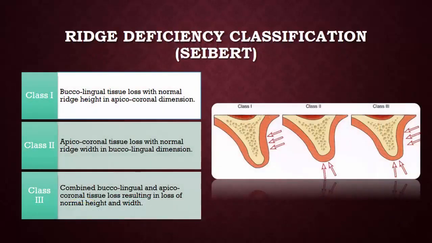First of all, I'm going to start with the classification of ridge deficiency according to Seibert. As we know, we have class 1 when we have only horizontal bone loss, and we have class 2 when we have a vertical bone loss, and we have class 3, as shown in this picture, when we have combined vertical and horizontal bone loss.